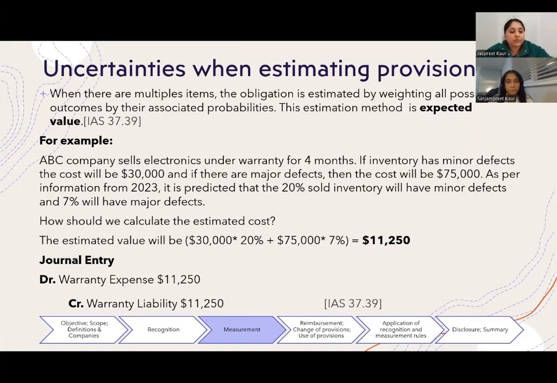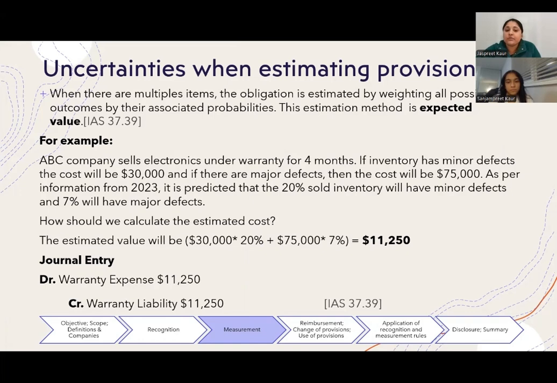So if we talk about the uncertainties, uncertainties arise due to change, or there is a need to predict the value of the cost. So for that, if there are multiple provisions, we use the expected value method. And for that, let's look at the example here.